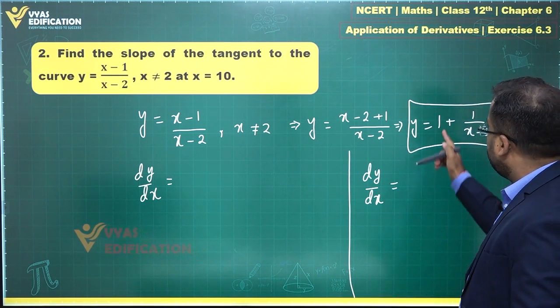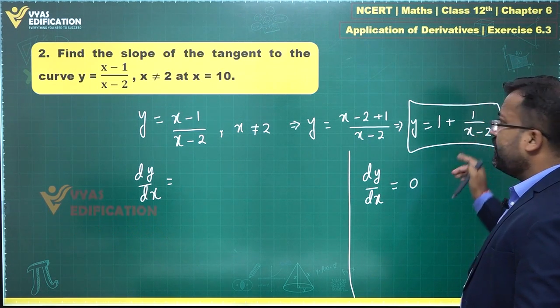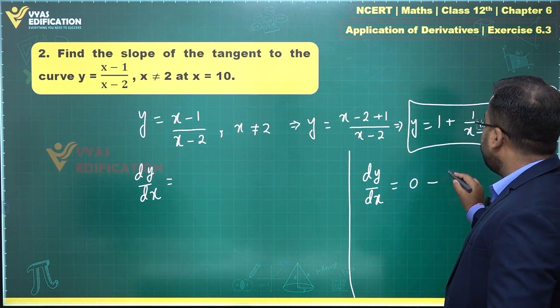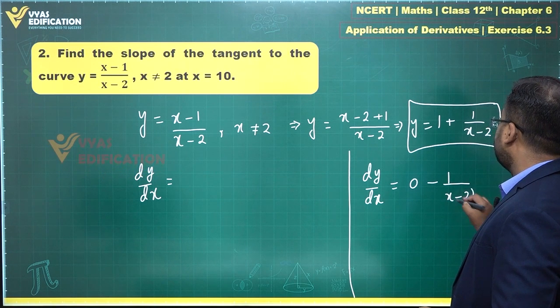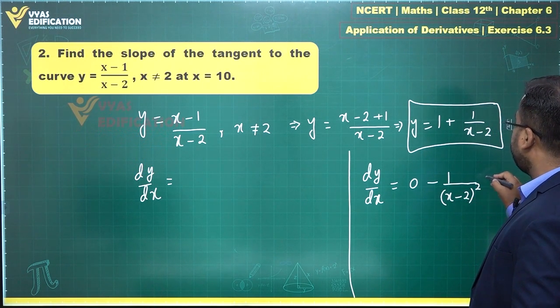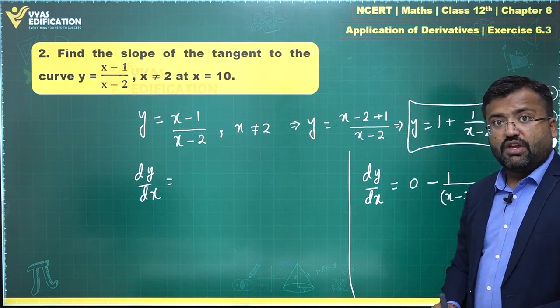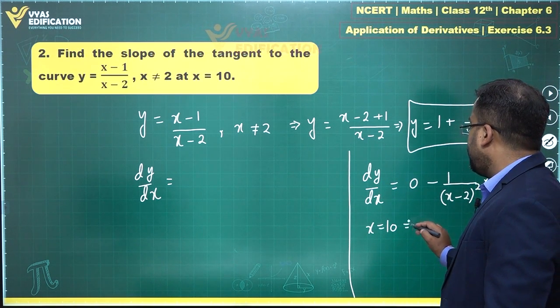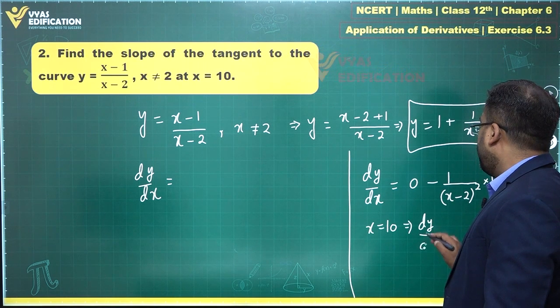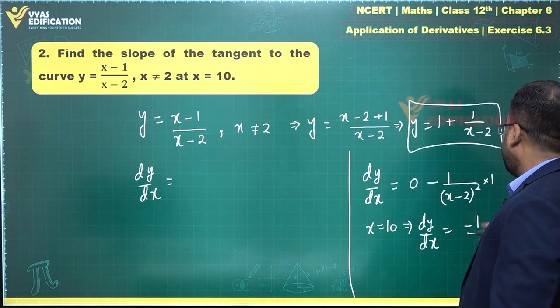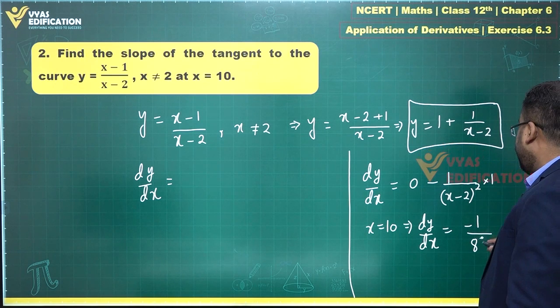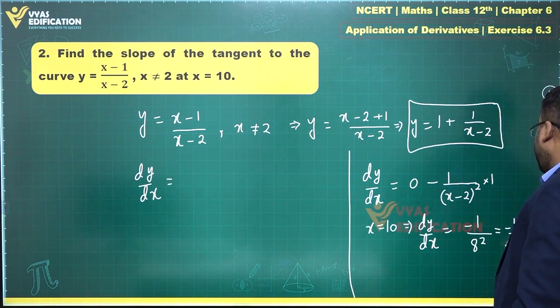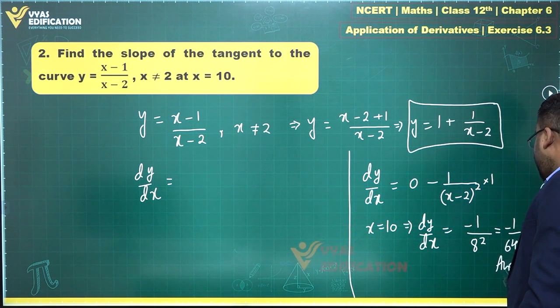Dy by dx will be equal to derivative of 1, which is 0. Derivative of 1 upon something is minus 1 upon that something square, and derivative of x minus 2 is simply 1. Now for x equals 10, dy by dx will be equal to minus 1 upon (10 minus 2) square, which is 8 square, which is minus 1 upon 64. That is my answer for this question.